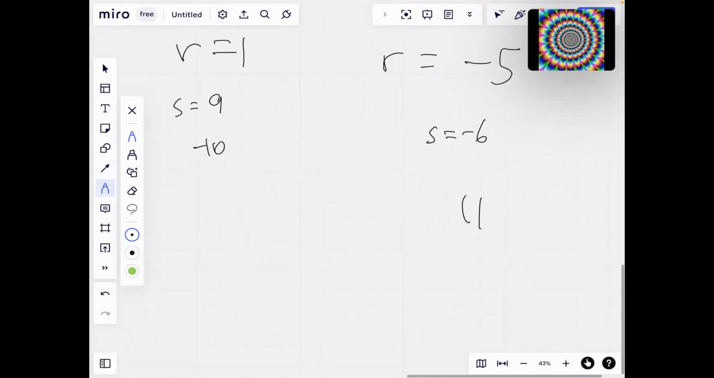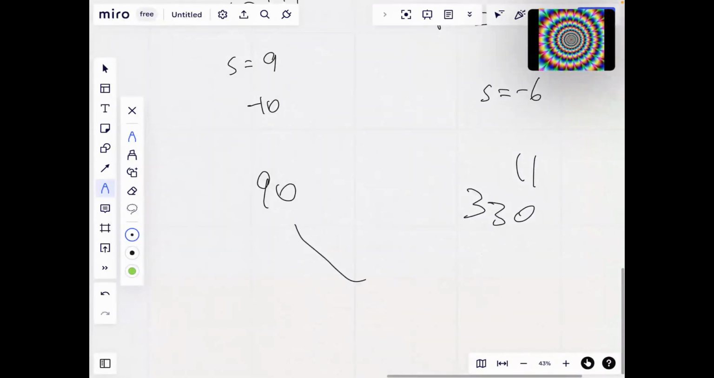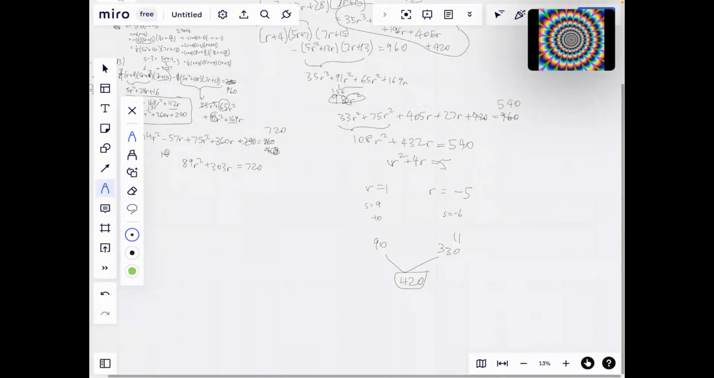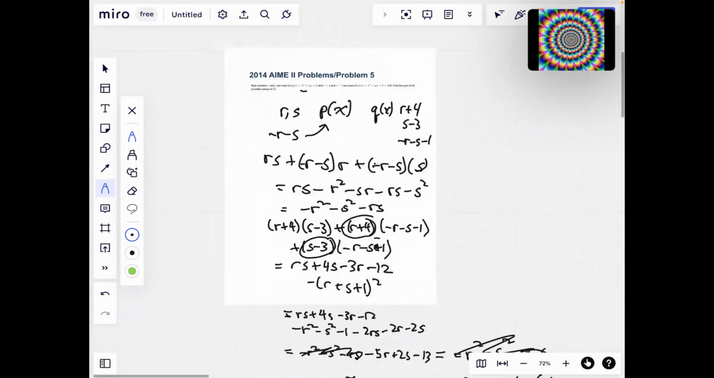So here r times s times the third root would be 330. And here it would be 1 times 9 times -10. So this will give us the absolute value of 90. So we combine these two and we got 420 as our final answer. So the answer to this question is 420.